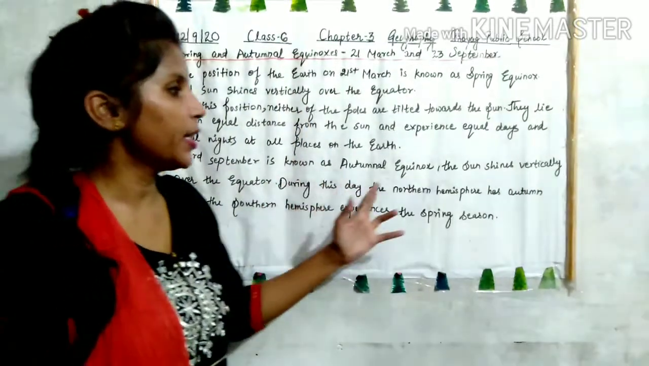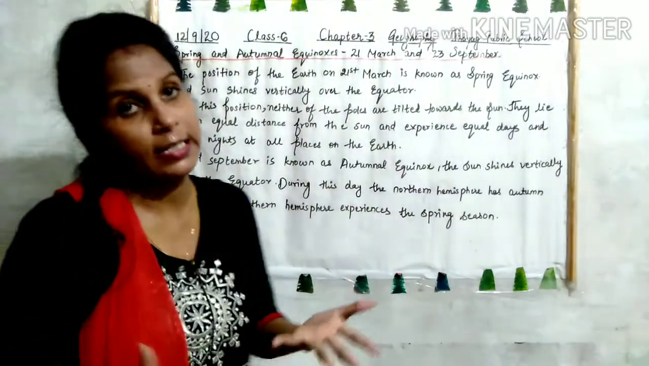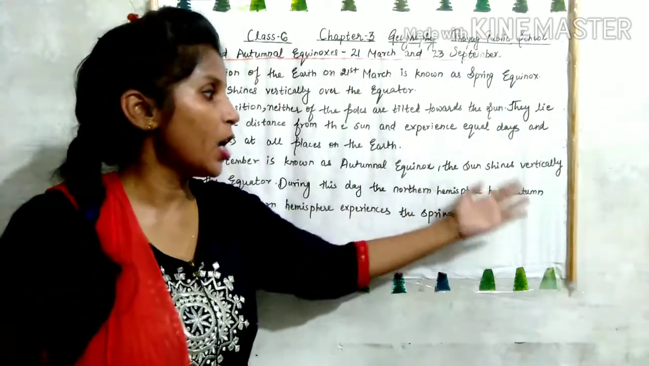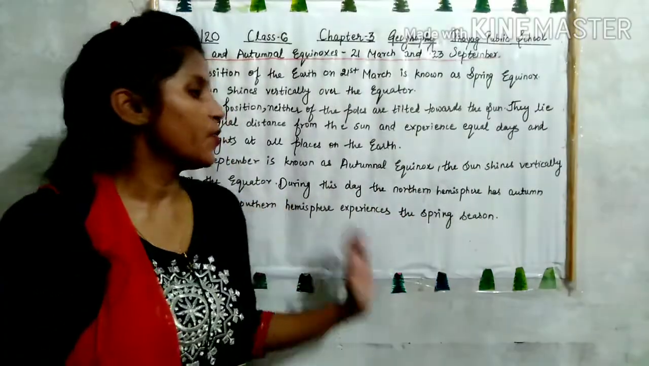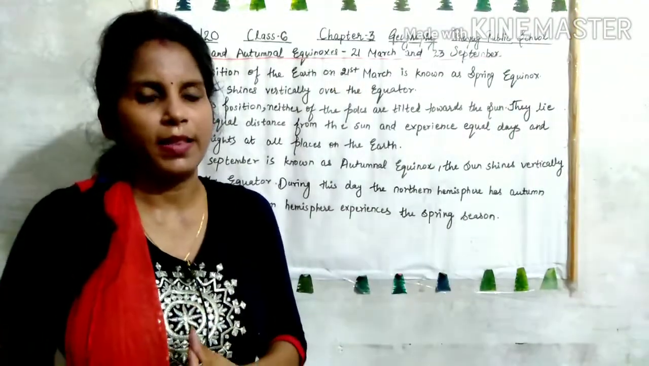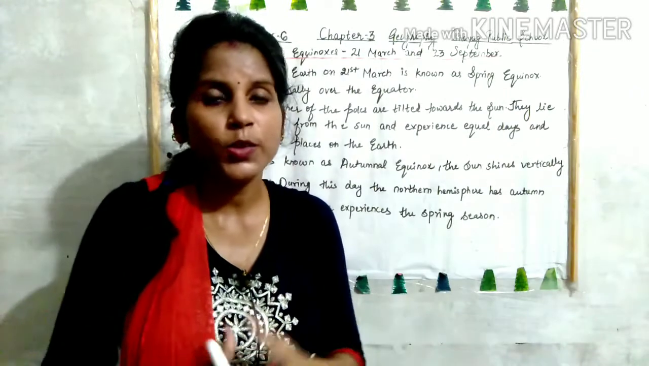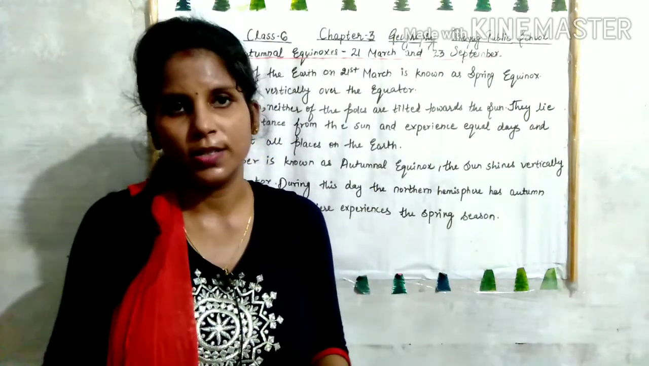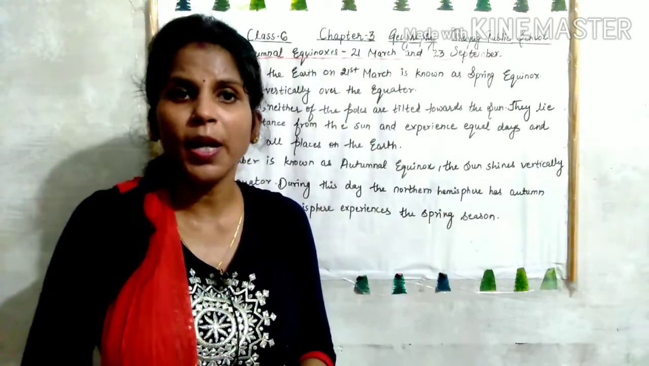And during this day the northern hemisphere has autumn while the southern hemisphere experiences the spring season. और इस टाइम northern hemisphere में क्या रहता है, autumn season रहता है, और southern hemisphere में आपका spring season रहता है. Okay, so that was all about today. In today's class we studied about the solstice and the equinoxes. Okay, and I hope everybody has understood the topic well.